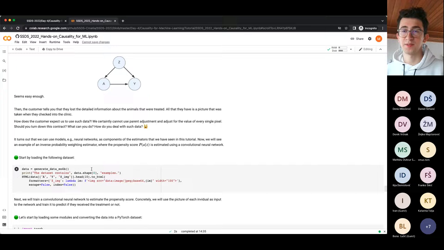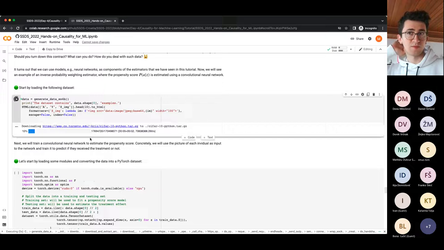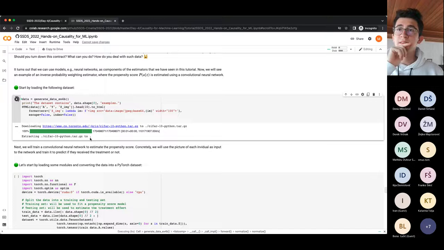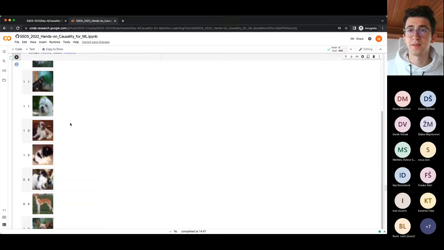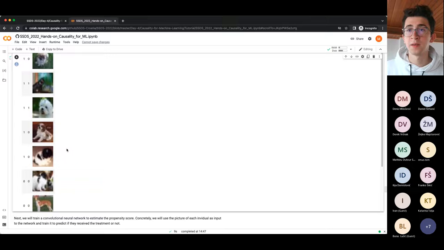So let's just load that up and hope this runs through. Now it's downloading and extracting. And after that, it should be plotting some examples. And as we can clearly see, these are natural images of dogs and cats and in general animals, our four-legged companions.